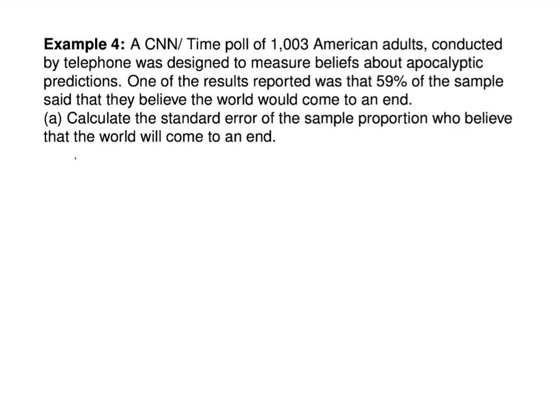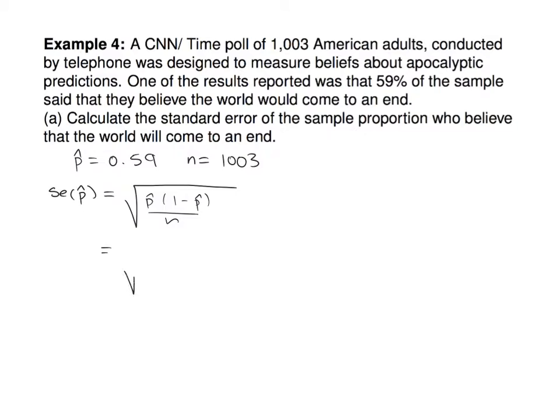First of all, what's p hat? 0.59. What's your n? 1003. Good. So the standard error of p hat, and I'd like you to use the proper notation because we're also going to have standard error of x bar, so write in there what your standard error is. It's the root of p hat times 1 minus p hat over n, right? So that's root 0.59 times 0.41, all over 1003.